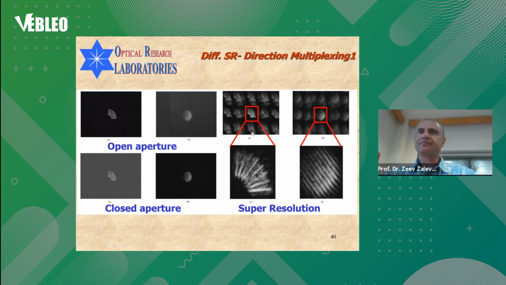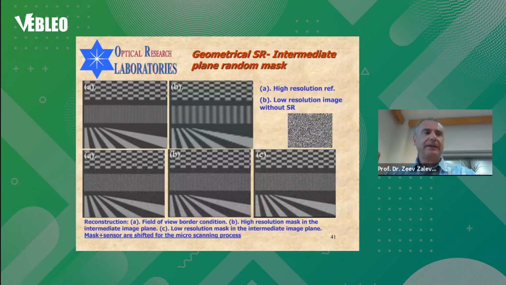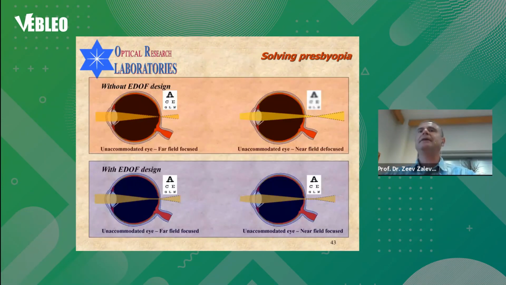The second part of my talk, in the next 5 minutes, is going to speak about ophthalmologic devices. And specifically, I'm going to speak with you about the problem of presbyopia. Presbyopia is the lack of capability of the lens of our eye to do accommodation.